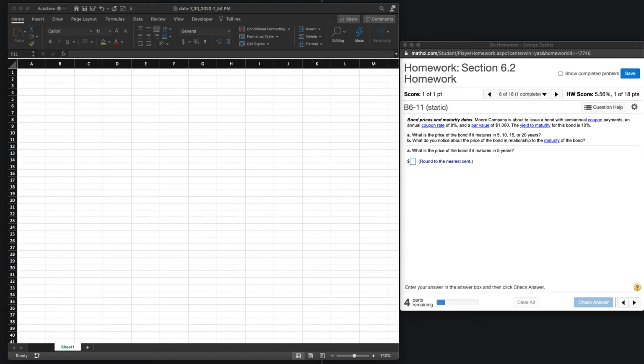Let us now consider section 6.2, the homework, question 11. This homework question is pretty similar to 6.1, but in this case we're going to have to create our own table here.